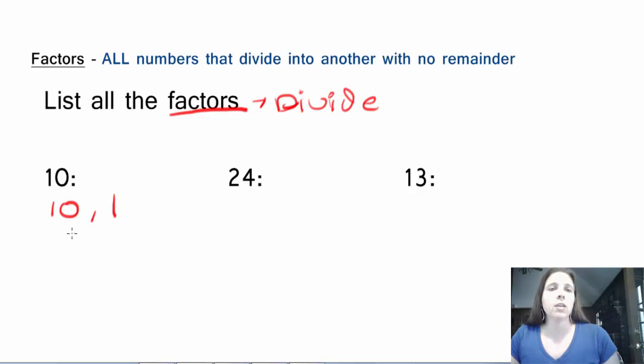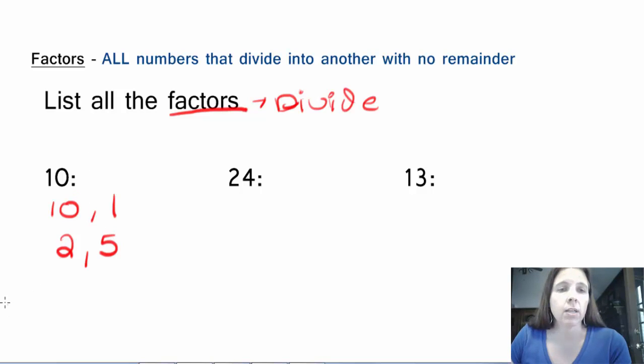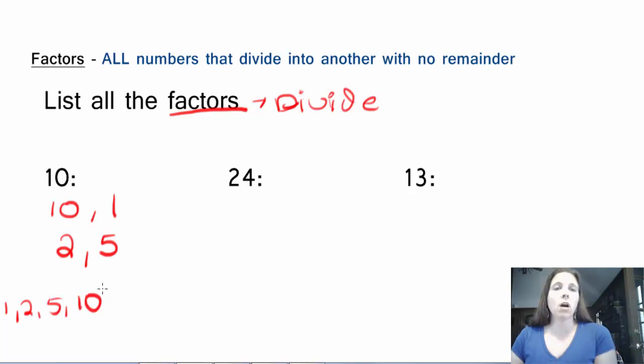Then you just go through. So 2, because 2 is even, and 2 goes into it 5 times. Then you think, will 3 go into it? No. Will 4 go into 10? No. And then you're back to 5. Once you get back to a number that you already have, you don't have to do any more. So it's just 10, 1, 2, and 5. Those are your factors. You can list them however you want, like this: 1, 2, 5, 10. You just need to list all of them.